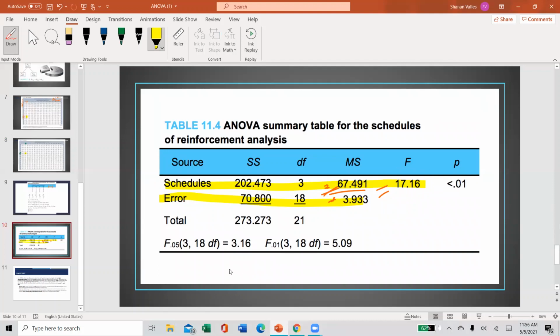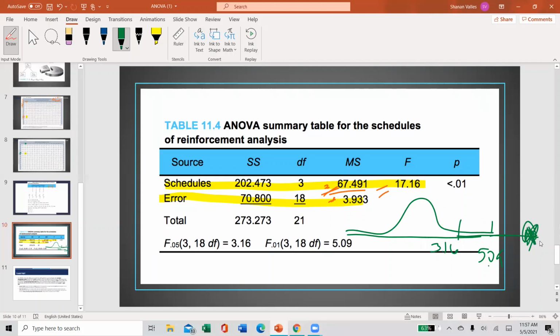17.16 by far exceeds those critical values, okay? So if we want to do the 5% or the 0.05, it would be right there, and then the 5.09 would be right there. Well, 17 is way off the screen, right? It is by far way out there, okay? And so this is why they have P listed as the probability of finding 17.16, which would be way out here. The probability of getting that result is less than a 1% chance, or the P is less than 0.01.